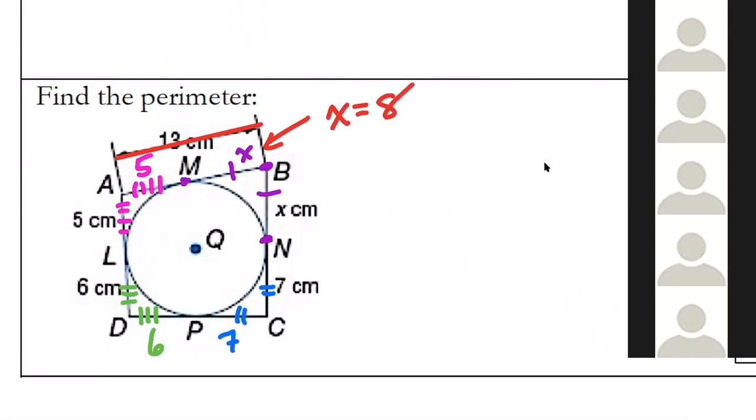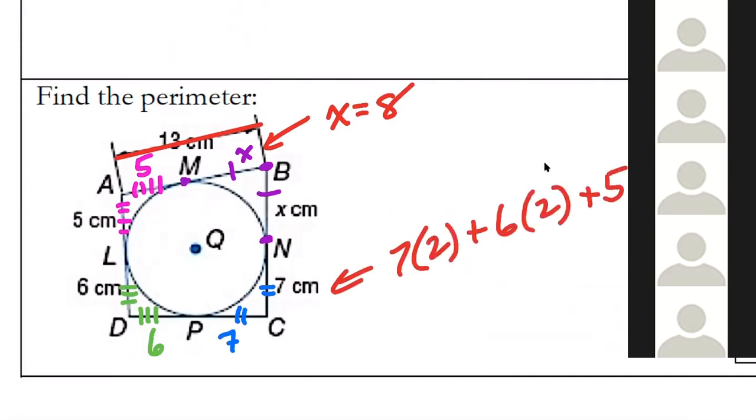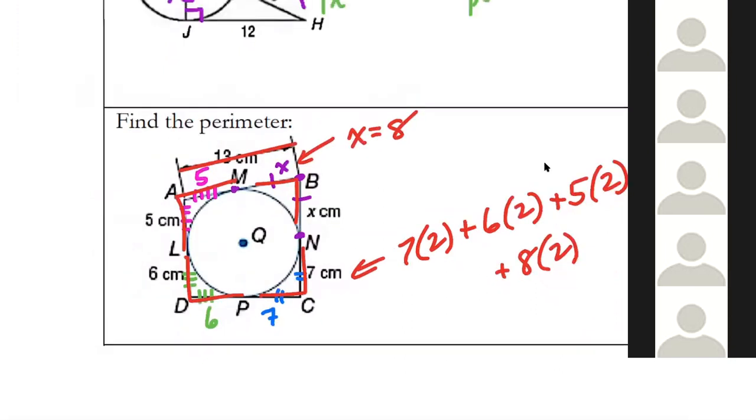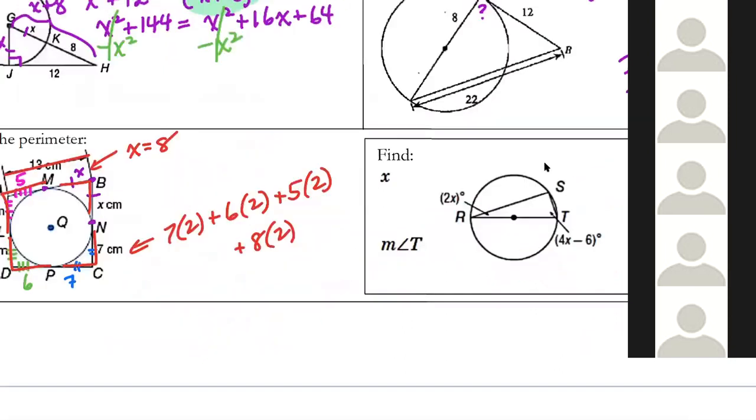And then you just add them all up. When I do perimeter on these, I'll usually just do 7 times 2, and 6 times 2, and 5 times 2, and then 8 times 2. So I'll just go 16 plus 14 plus 12 plus 10. That way there are not as many numbers to plug into your calculator when you're adding them up. You could of course do 8 plus 8 plus 7 plus 7, but it's just quicker to add the little pieces together.